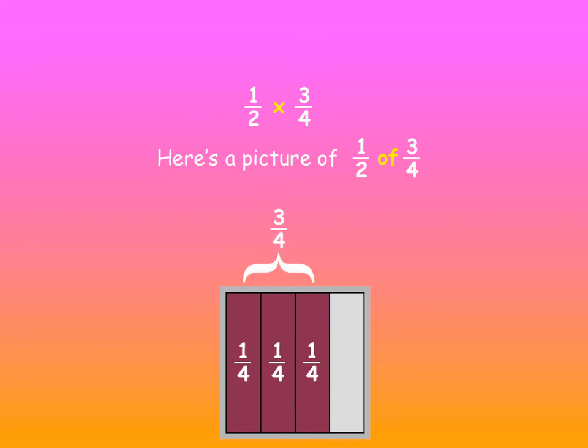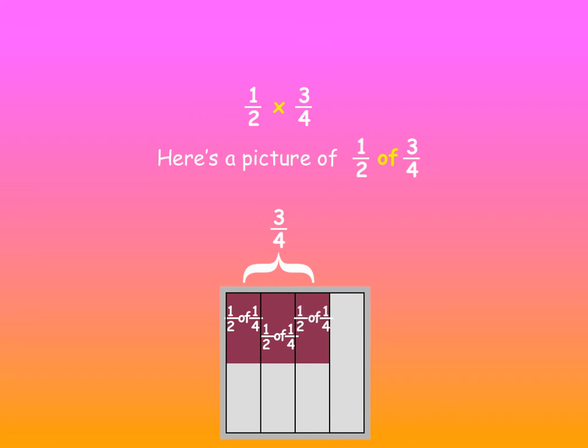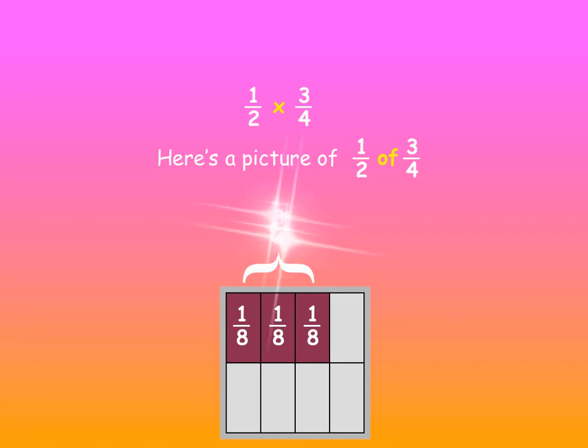Now, how will we show half of that? Well, we'll take half of the first 1/4. Now it's not a 1/4 anymore, it's half of a 1/4. And we'll do the same thing with the next one. And it is also half of a 1/4. And the last one, also, that is 1/2 of 1/4. If we count all the parts now, we can see 1/8, 1/8, 1/8, that makes 3/8.